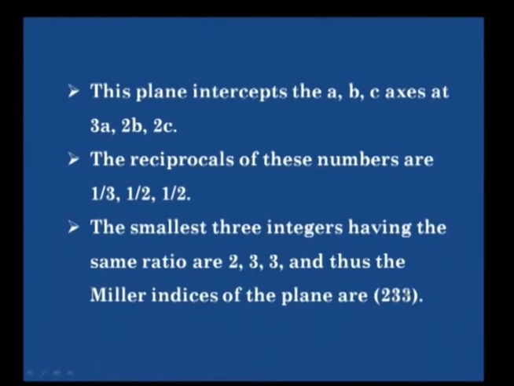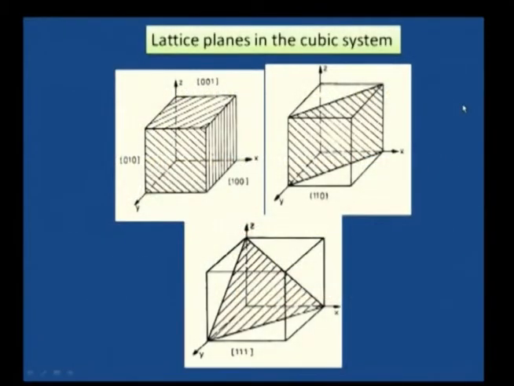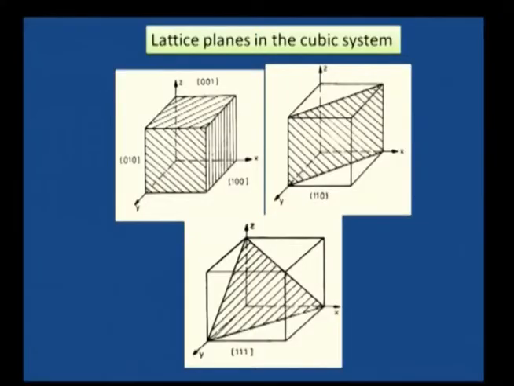This is not a single plane, it refers to a family of planes, right, all planes which will be parallel to each other, because you are taking LCM. So, all planes which are parallel to this plane will have the same indices 2 3 3. So, it refers not to a single plane but to all the planes which are parallel to each other. Let us look at the cubic structure and how you talk about various planes.